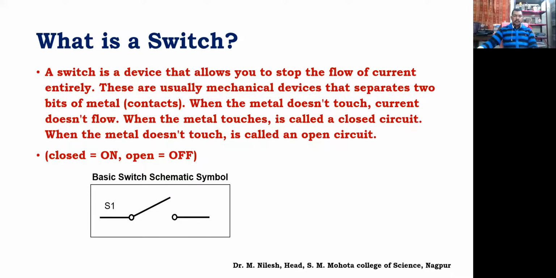This is the symbol of the switch, S1. This is the switch which needs to connect, and this is the off position. When we switch on, it connects to this point, and the current flows through that wire. That is the basic concept of it.